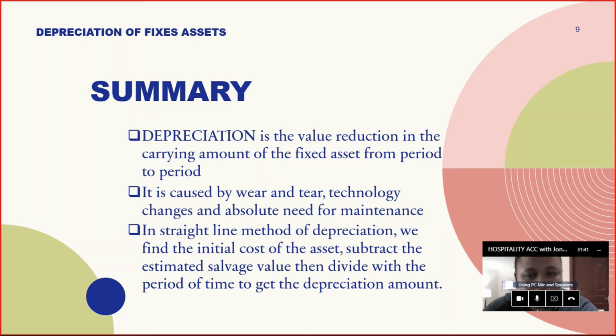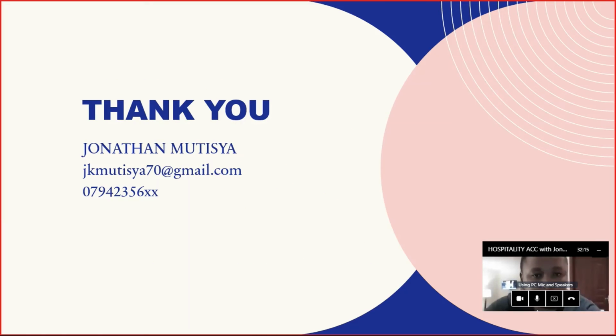So, to summarize, we have said that depreciation is the reduction in the current value of a fixed asset from period to period. This reduction is done so that we can record the actual value of an asset in our balance sheets. It is caused by wear and tear, technology, or the need for maintenance. In the straight line method of depreciation, we find the initial cost, then we subtract the salvage value, then divide by the period of time to get the depreciation amount. So that's all I have for today.